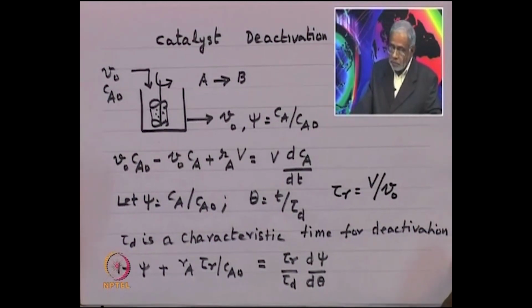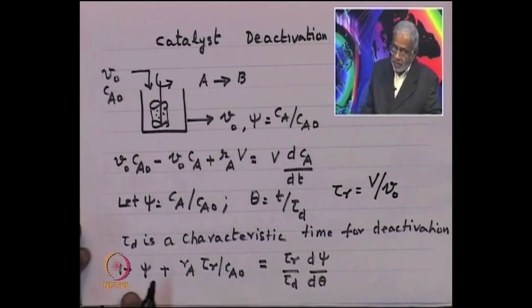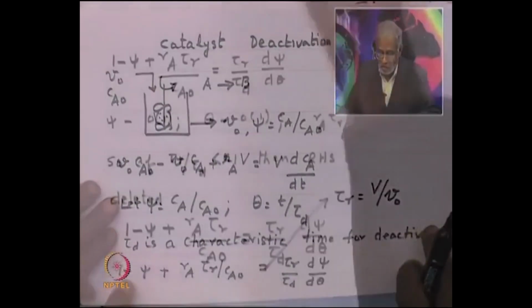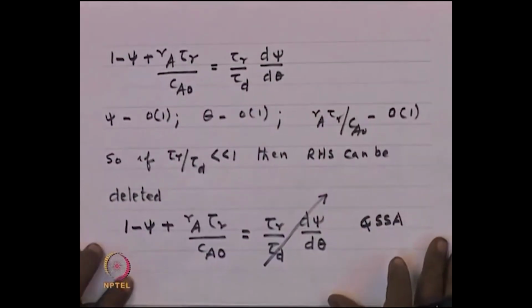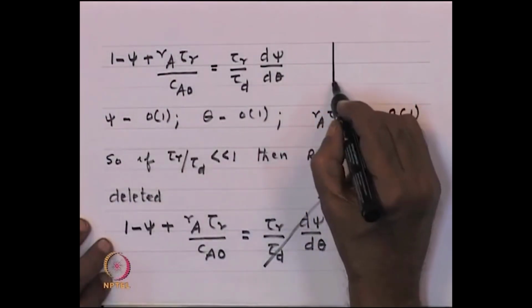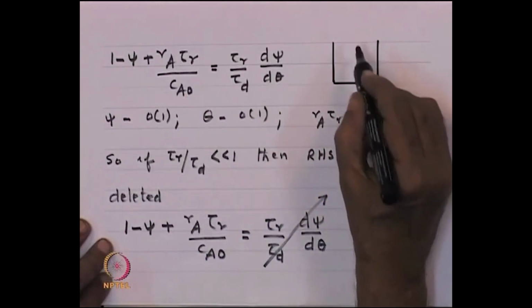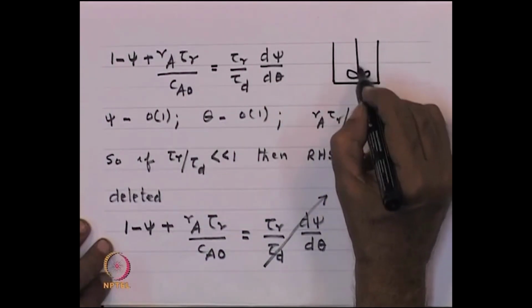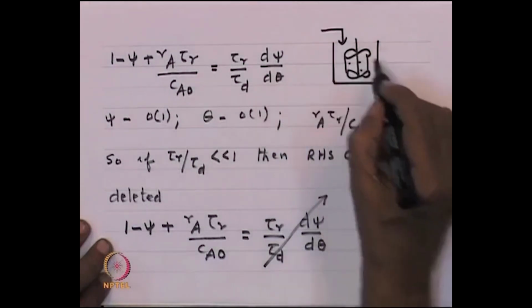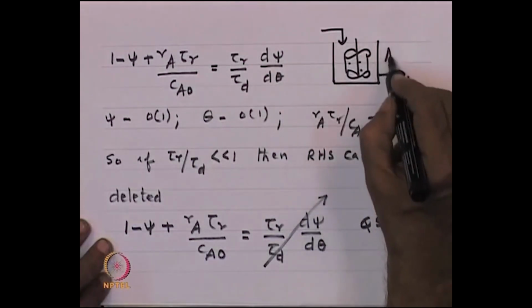Now, if you look at this equation here, we have the unsteady state representation of our stirred tank. We have our stirred tank here. Let us not forget our system. We have the stirred tank, and our catalyst is sitting here. Material is coming in, and material is going out due to reaction A going to B.